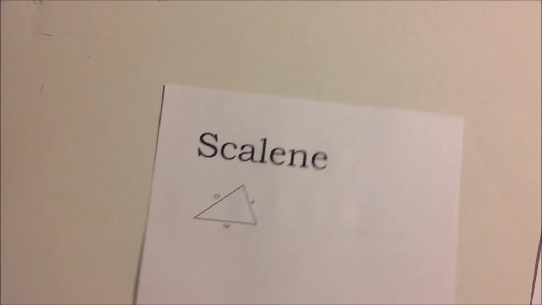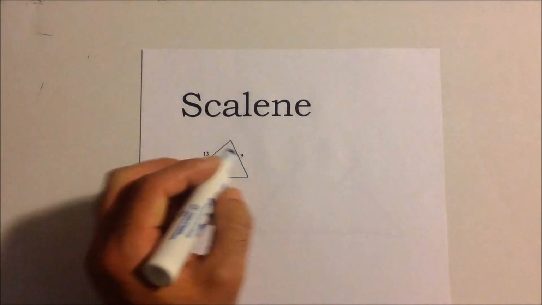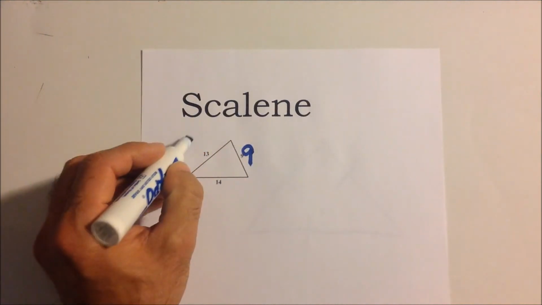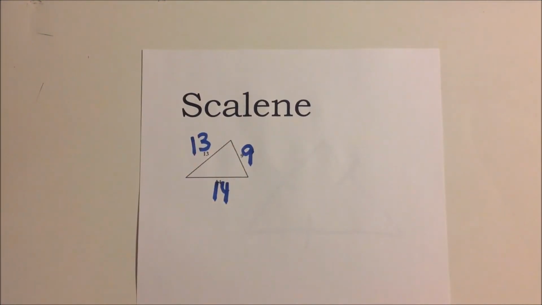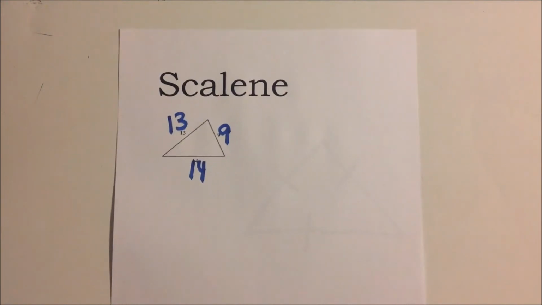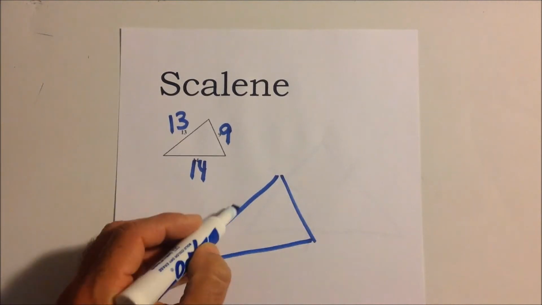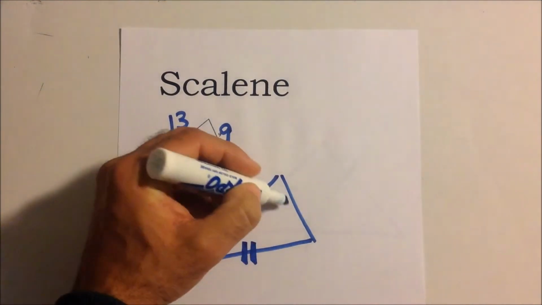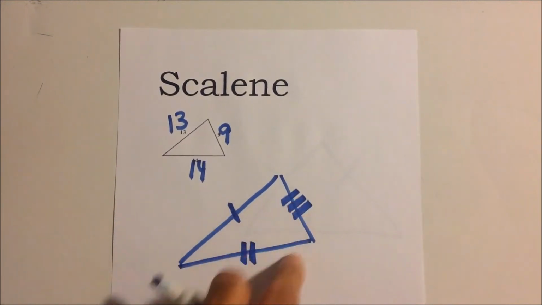The next one is called scalene. And a good way to remember this is scalene is mean. No sides are the same. So let's say this was 9. If you can't see those numbers, none of the sides are the same in scalene. So let me just make it bigger here. So if you saw something like this, these dashes are saying that none of the sides are the same.